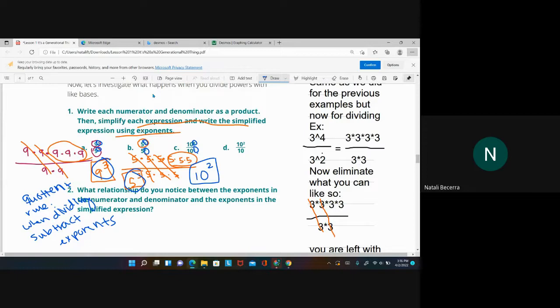And then right here, I don't have an exponent here. So remember, it's an invisible 1. So my base here is 10. And then I have a 2 and a 1. 2 minus 1 is just 1. So I can just leave it like this. Or if you really want to, you could do 10 to the power of 1. Okay, all right, so moving on.